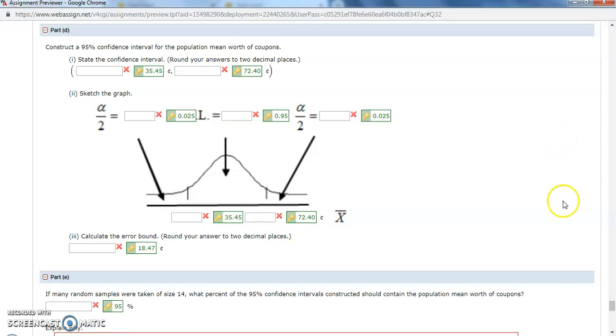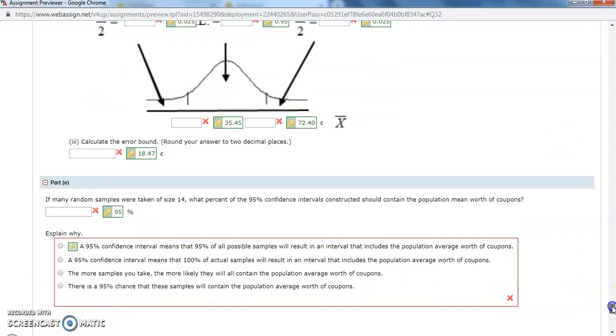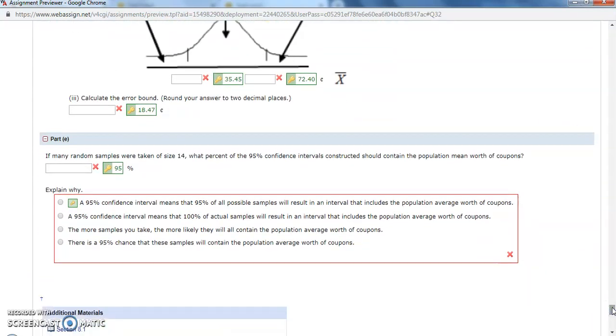And then for part E, if a random sample were taken of size 14, what percent of the 95% confidence intervals constructed should contain the true population mean worth of a coupon? So 95%. So if you did this 100 times, 95% would contain the true population mean. A 95% confidence interval means that 95% of all possible samples will result in an interval that includes the population average worth of coupons.